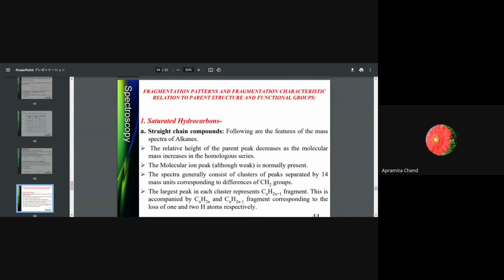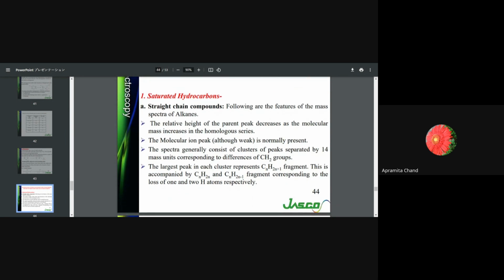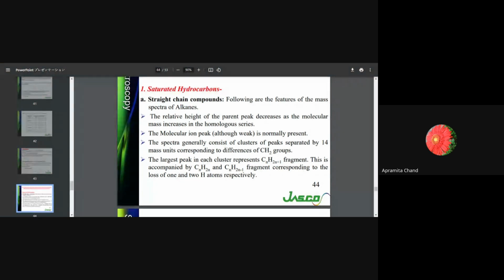Now you can have different fragmentation patterns, and this will be characteristic to the parent structure. So अगर हम लोग कोई भी मास स्पेक्ट्रा देख रहे हैं, कुछ उसके फीचर से हमको पता चल जाएगा कि वो एल्केन्स का है या एल्कीन्स का है या एरोमेटिक रिंग्स का है. There are certain features that you can watch out for. For example, for straight chain compounds, अगर you are seeing an alkane mass spectra, the molecular ion peak present होता है. ठीक है, बहुत सारे स्पेक्ट्रम में एब्सेंट रहता है, बट फॉर एल्केन्स पर्टिकुलरली मॉलिक्यूलर आयन पीक वीक भी है तो प्रेजेंट रहेगा. Relative height of the parent peak will decrease as the molecular mass increases in the homologous series.